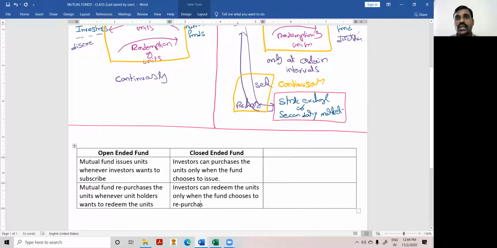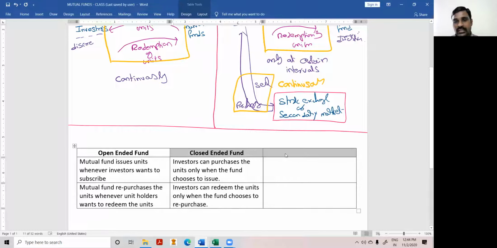In case of closed-ended scheme, the discretion is with the fund. Only when the fund chooses to repurchase. This is the basic difference. In the open-ended case, whenever they want to subscribe, the fund issues. Whenever they want to redeem, the fund repurchases. Here, they can purchase only when the fund issues. They can redeem only when the fund decides to repurchase.